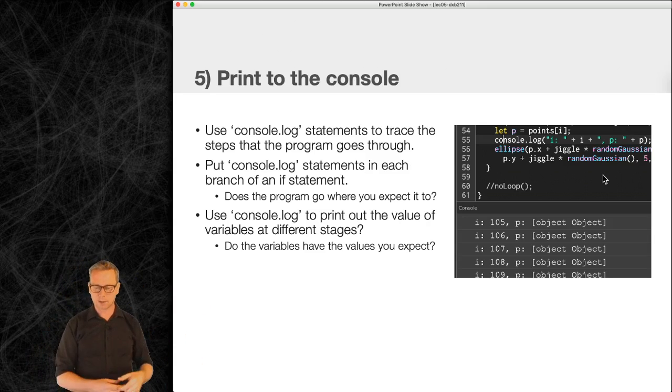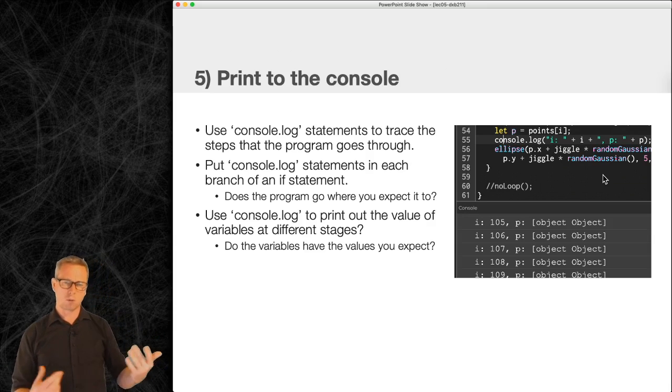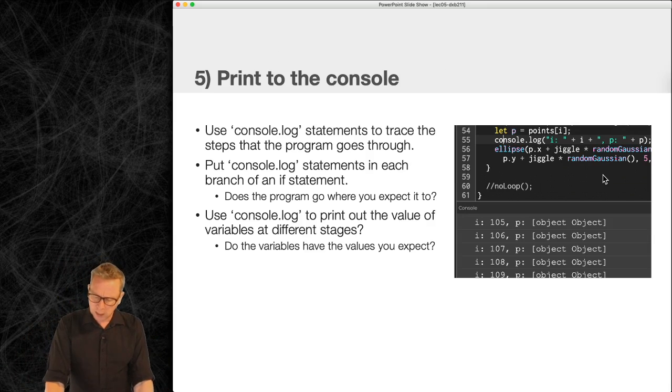I might see that i suddenly has a value that's not what I'm expecting. Another thing you can use console.log for is to print out the different branches of your program flow.